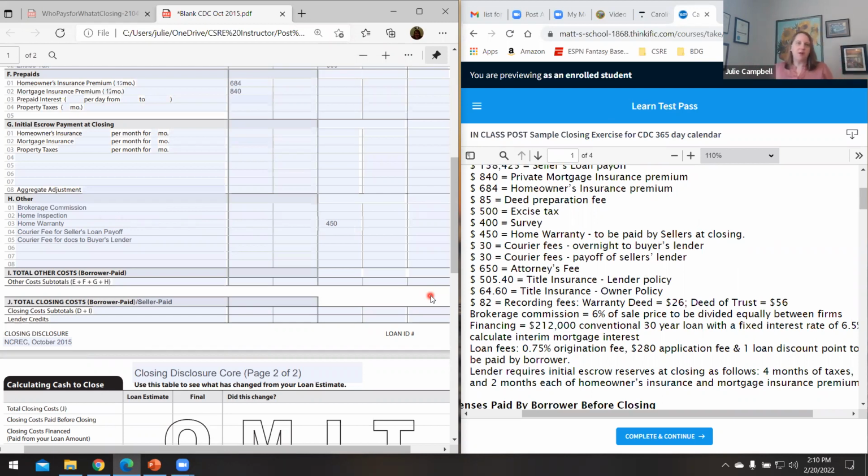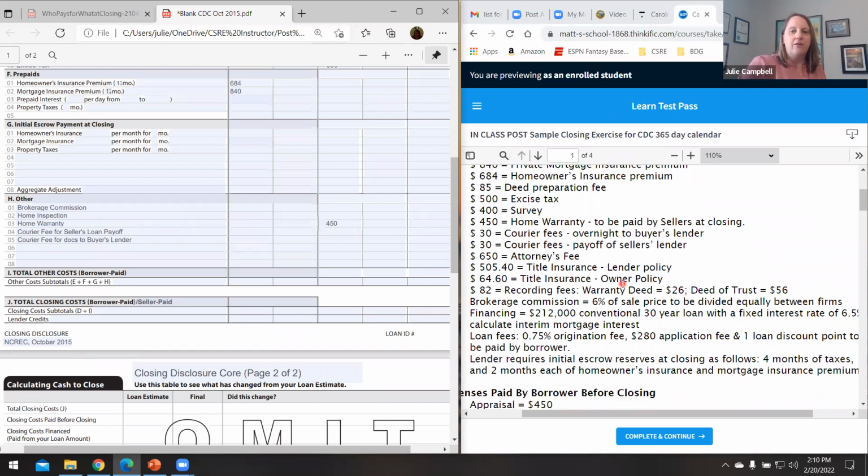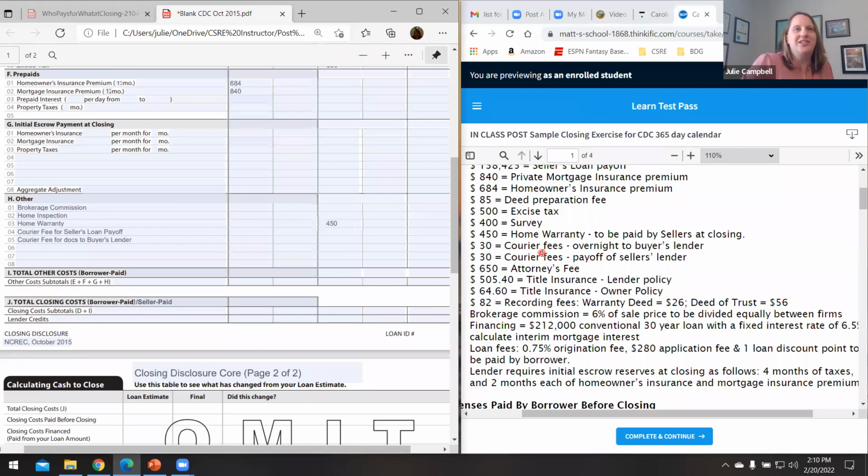There's almost always some kind of courier fee or wire transfer fee or handling fee. Just another way to nickel and dime us, right? So there's $30. We good? Are you guys here? Okay, okay.